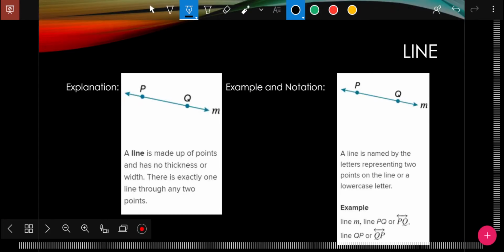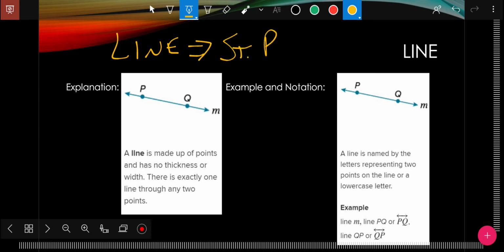Next, we have line. So let's talk about the definition of a line. A line is defined as a straight path, or you could say a straight arrangement of points. Either way, that would be good. I think straight path or straight arrangement of points simplifies it. The book's explanation is there. It gets a little wordy for me, so I'm going to go with straight path or straight arrangement of points.